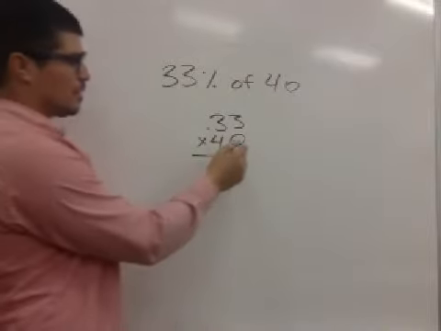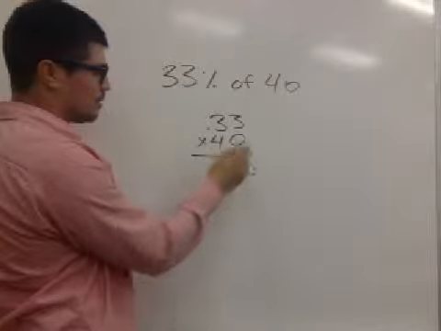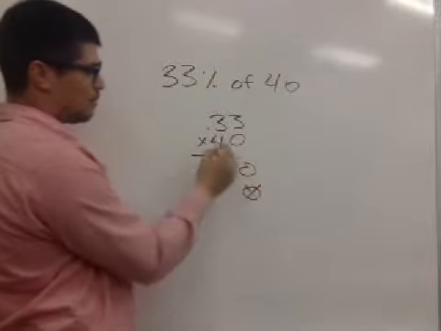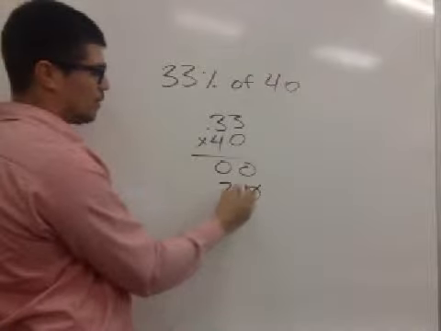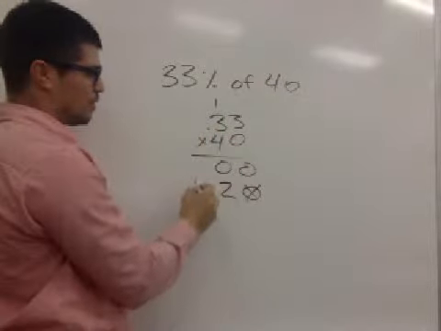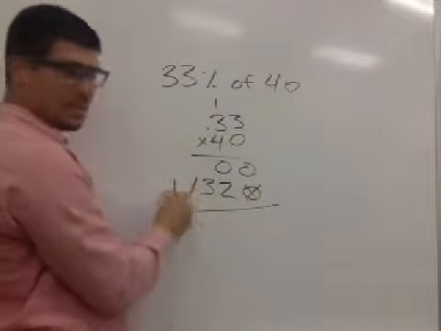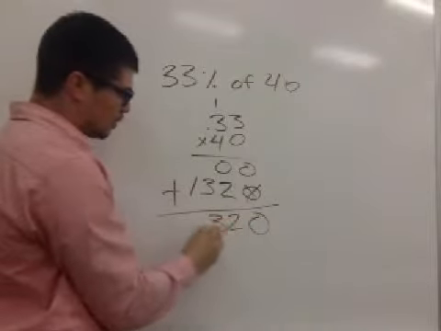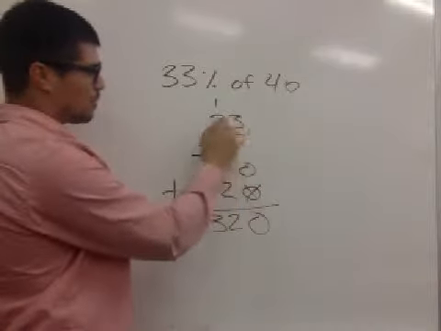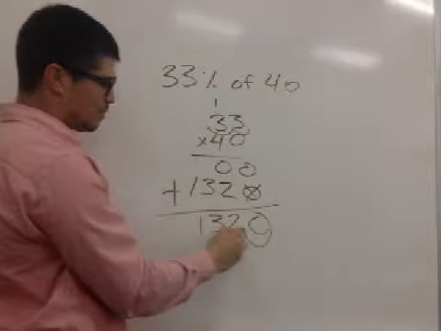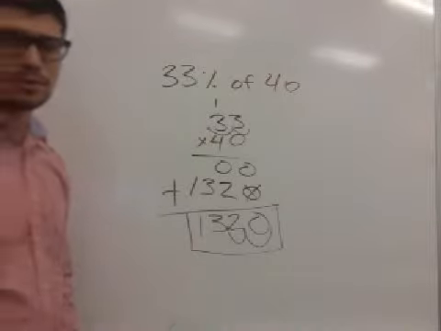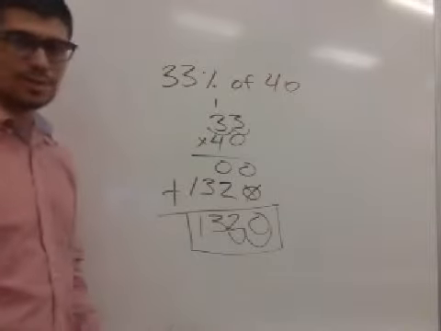So now we go ahead and start. 0 times 3, 0. 0 times 3, 0. I'm going to put my little placeholder 0 there. 4 times 3 is 12. Carry the 1. 4 times 3 is 12, 13. Add these all up. 0, 2, 3, 1. My decimal went over twice. I moved my decimal over twice. And here's my answer: 13.20.